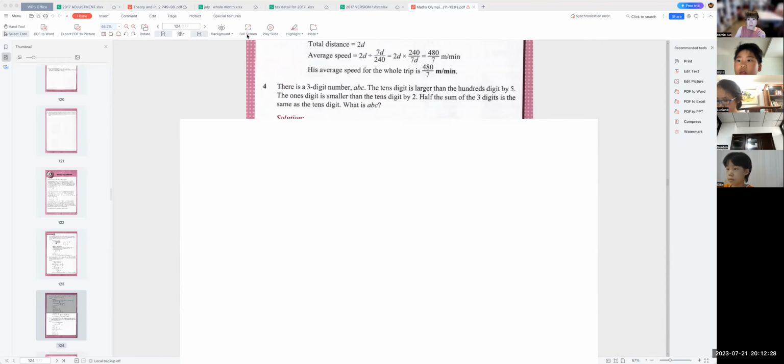There is a 3-digit number ABC. The 10-digit is larger than the 100-digit by 5. The 1-digit is smaller than the 10-digit by 2. Half of the sum of the 3 digits is the same as the 10th digit. What is ABC? Okay, everybody take a look.